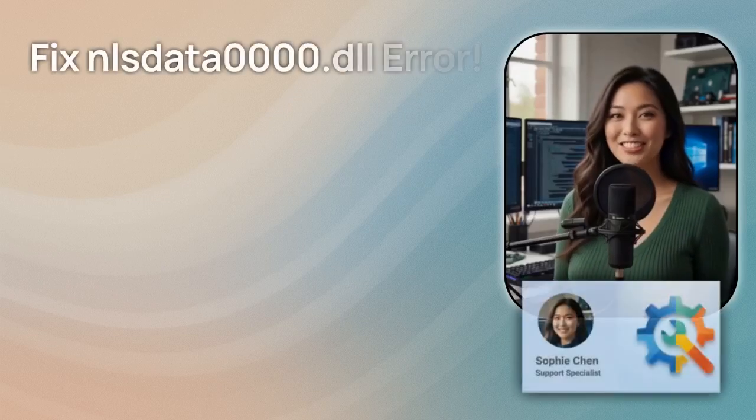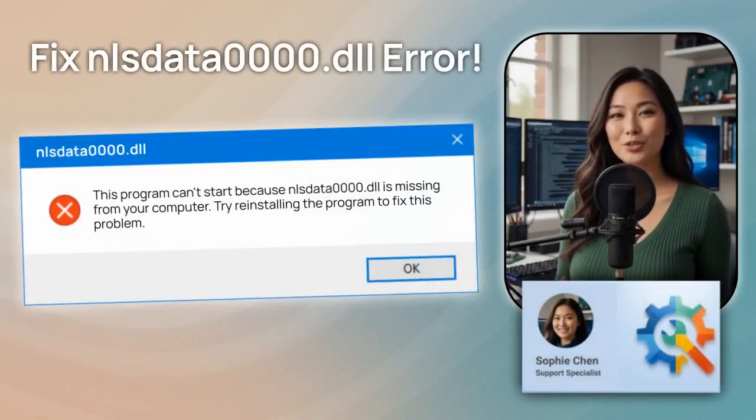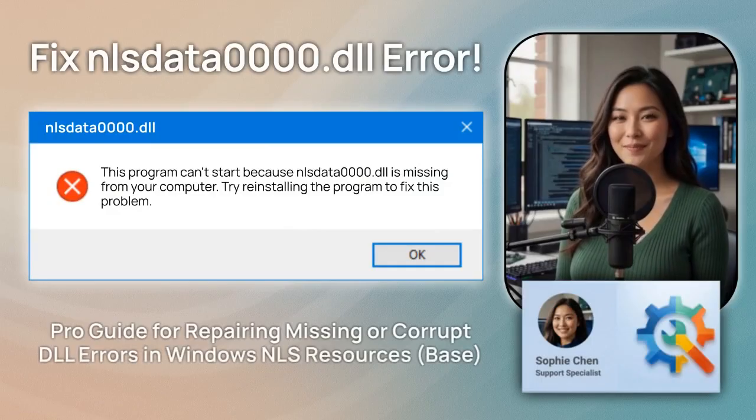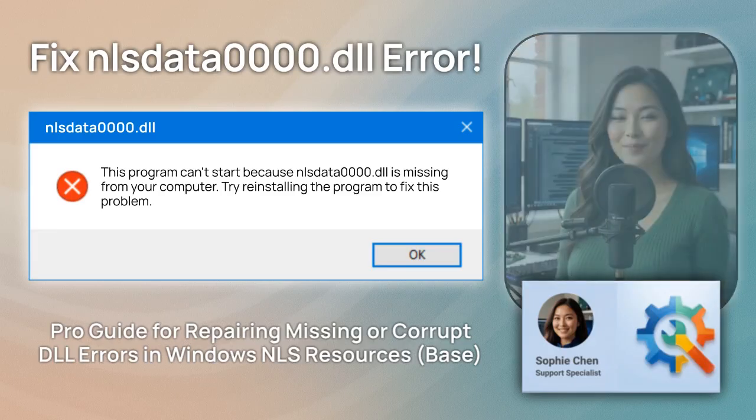Is your Windows operating system reporting the nlsdata0000.dll failure? I'm Sophie Chen, a Windows system specialist. Let's resync your file architecture and restore your system integrity now.